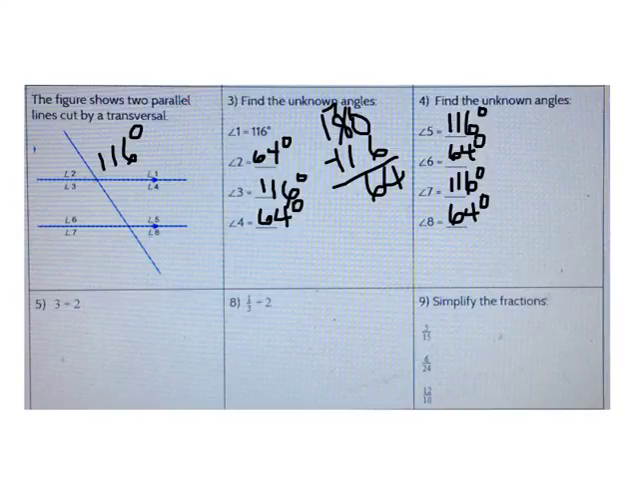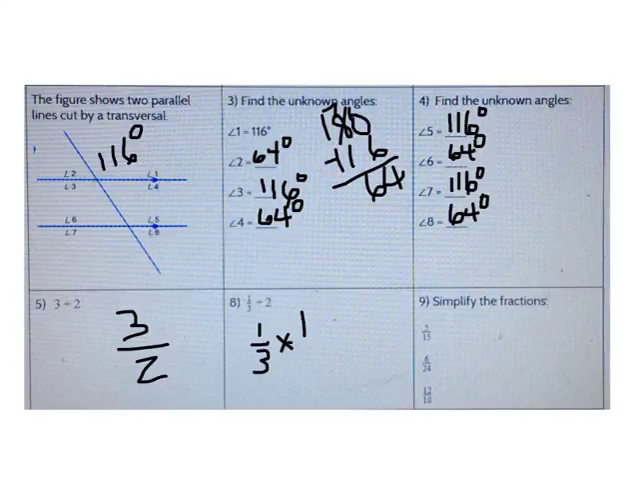Write 3 divided by 2 as an improper fraction. Well, 3 divided by 2 is the same as 3 over 2. A fraction bar can represent division. What's 1/3 divided by 2? Well, 1/3 divided by 2 is the same as 1/3 multiplied by the reciprocal of 2. What's the reciprocal of 2? It's 1/2. What's 1/3 times 1/2? It's 1/6. Now let's simplify some fractions.